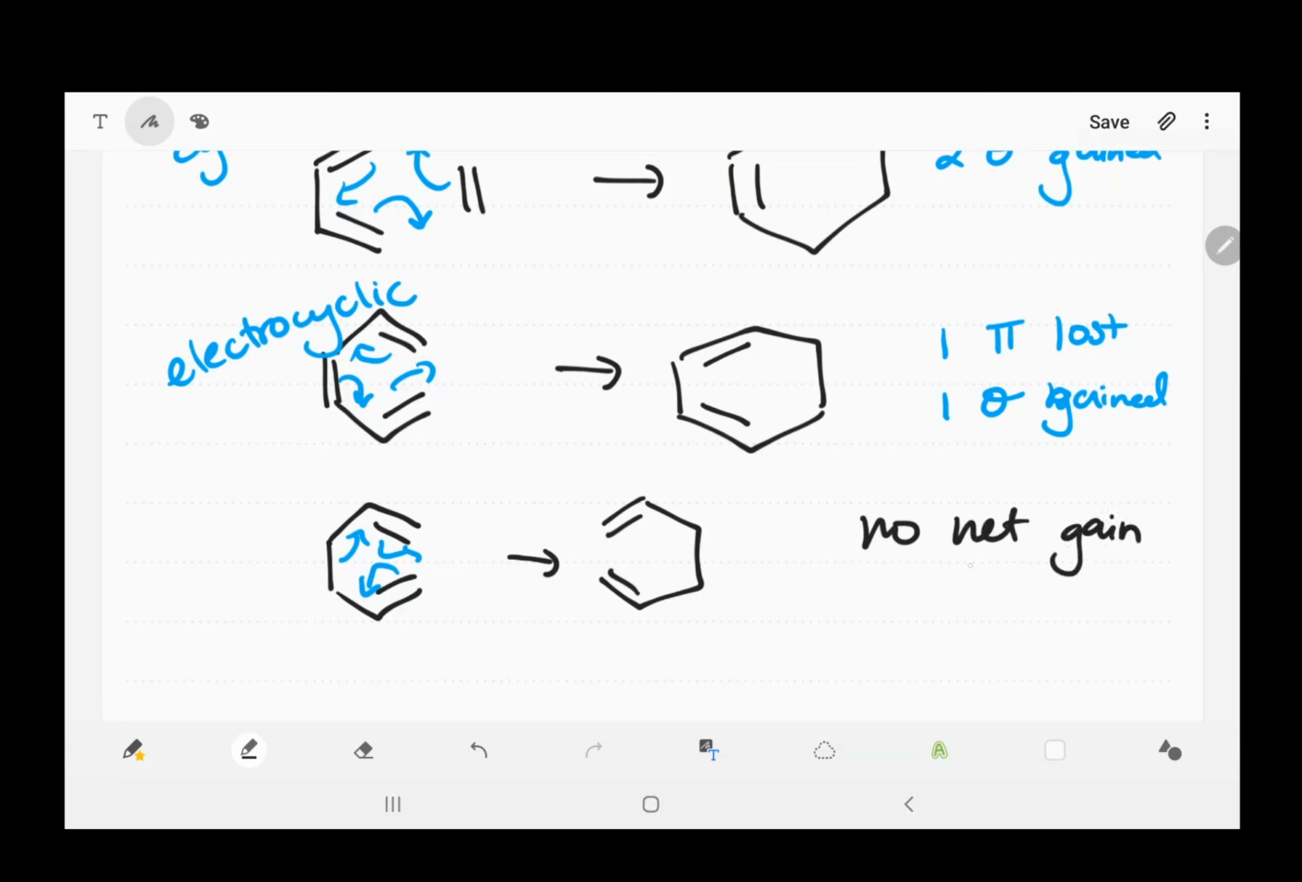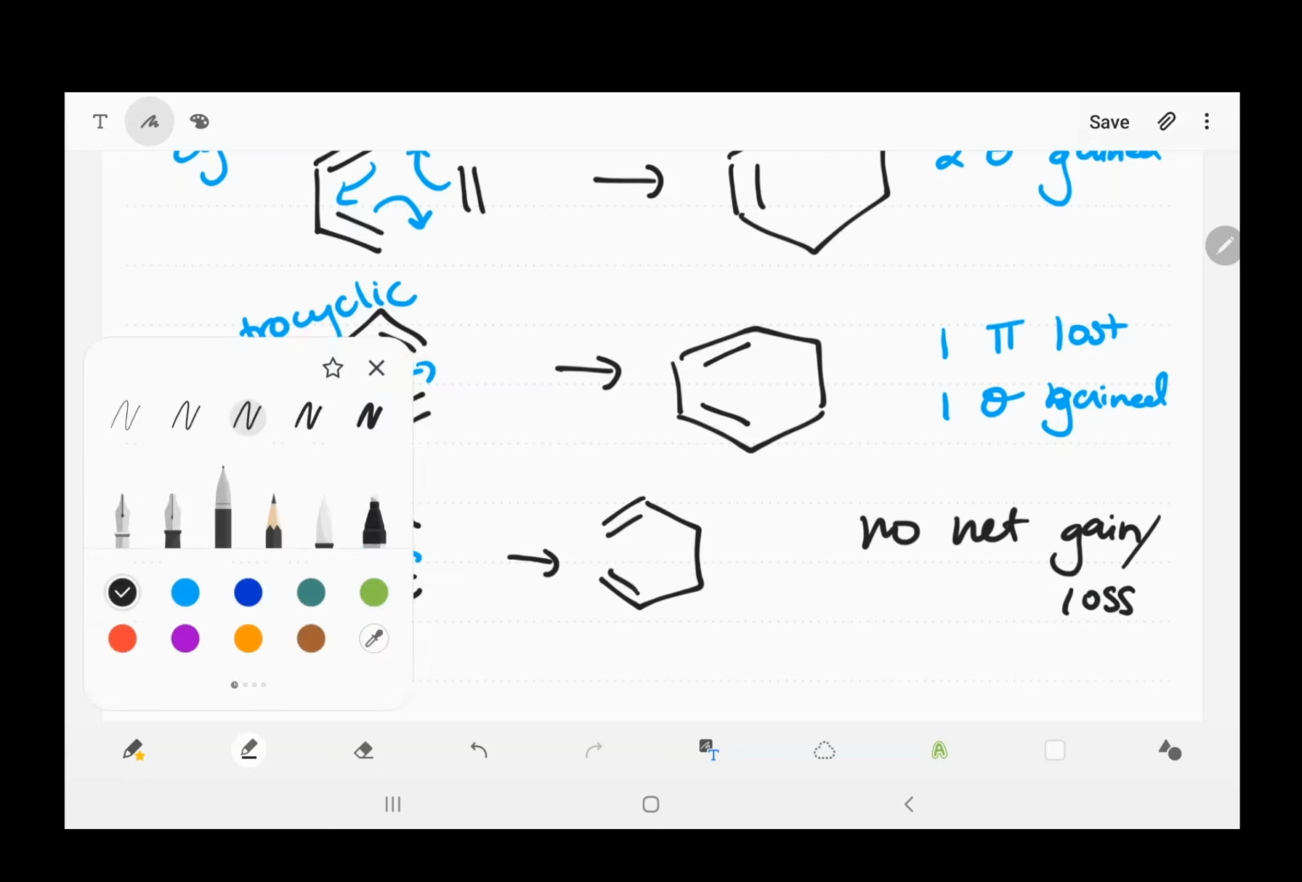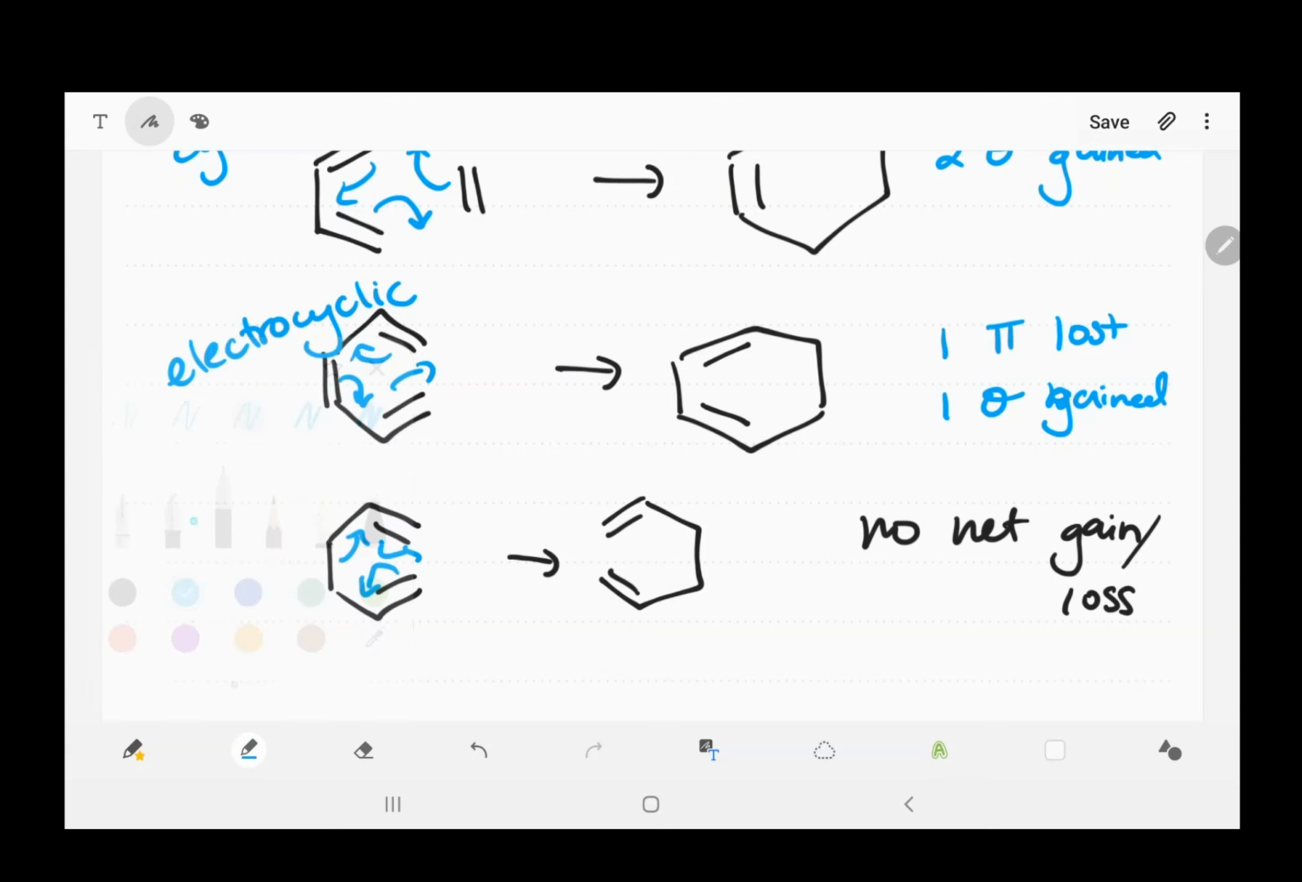We don't gain or lose anything in terms of pi bonds or sigma bonds here. So we're just rearranging things. This is called a sigmatropic rearrangement.